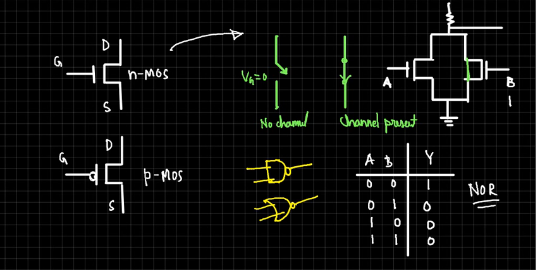Again, there is a problem with this. The problem is again with the resistor. In ICs, you will never see resistors. Resistors are themselves implemented as MOS devices.